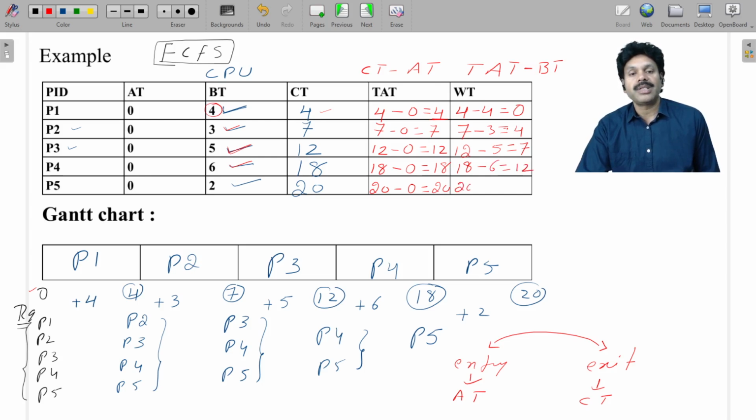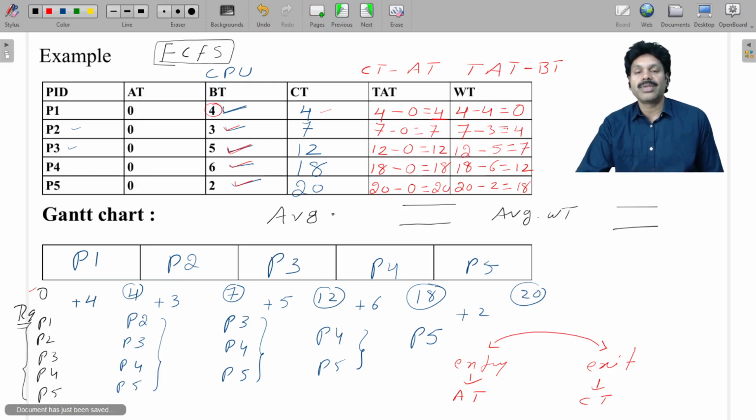Then 20 units is the turnaround time. It is busy with CPU for 2 units, so 18 units is your waiting time. Altogether, we want to sum it and average it, because we want to find the average turnaround time and average waiting time. Both we want. In the exam also you will be asked this question, average turnaround time and average waiting time, because the main motto of CPU scheduling is the reduction of average turnaround time and average waiting time.